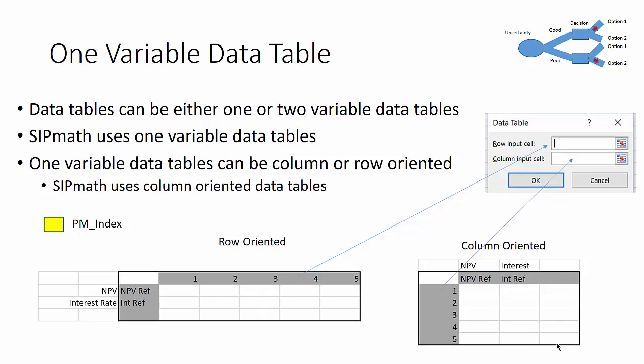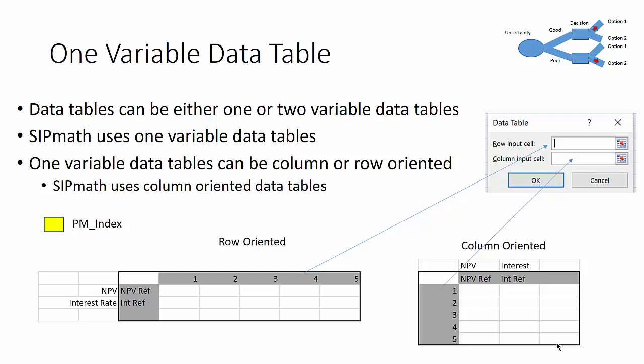Data tables come in two varieties: one or two variable data tables. Today we're only going to be talking about the one variable data table that can be used for sensitivity analysis and also for simulation. And the one variable data table is what SIPMath uses. The data tables can also be either column or row oriented. This is a very confusing concept, so let me demonstrate it with some pictures.